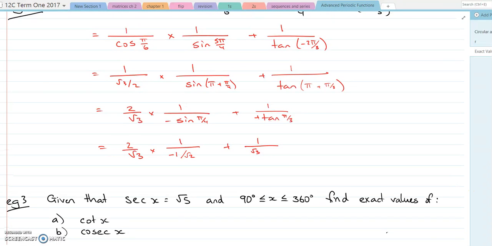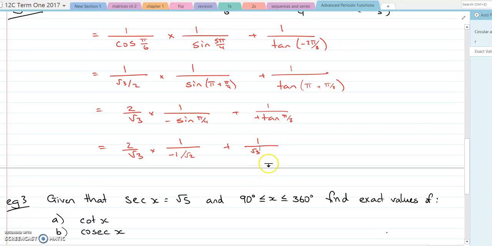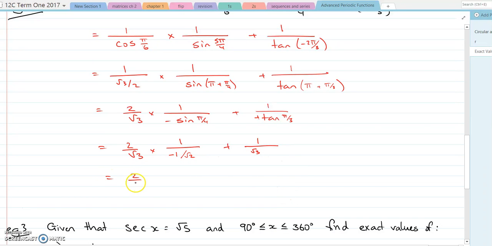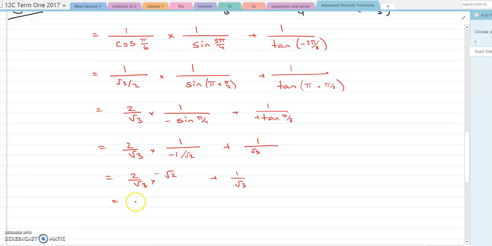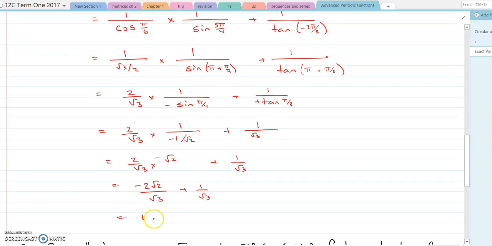So we've got 2 over square root 3 times 1 over, this is just square root 2, negative square root 2, plus 1 over square root 3. So we get negative 2 square root 2 over square root 3 plus 1 over square root 3 equals, just combine that, 1 minus 2 square root 2 over square root 3. That is the exact value.